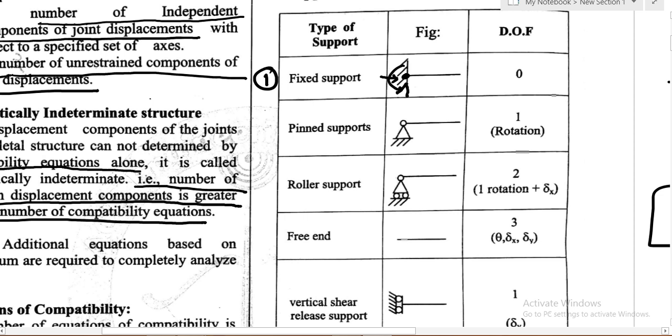So this joint cannot be moved in translation, it cannot be moved in the x or y direction, and it cannot move in angular rotation. So both rotation and translation are restricted. So the number of degrees of freedom for the fixed support is 0.